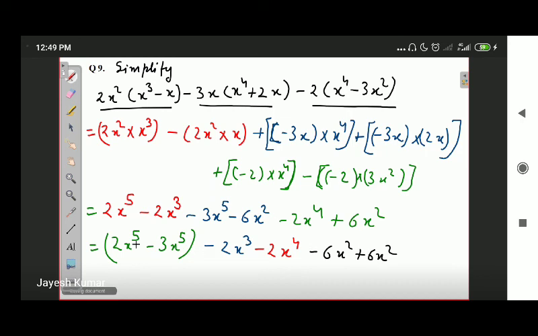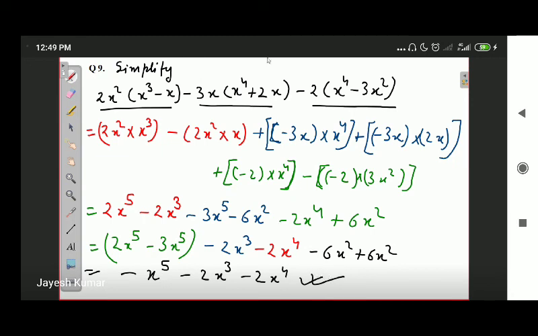Okay, so on simplifying it, 2 minus 3 is minus x to the power 5, minus 2x cube, minus 2x to the power 4, and minus 6x square plus 6x square will be 0. So this will be your final answer.